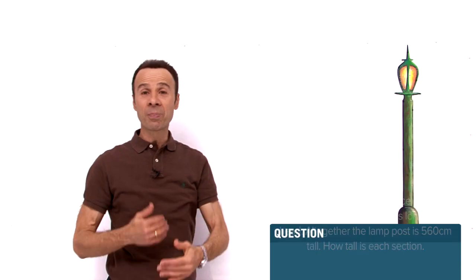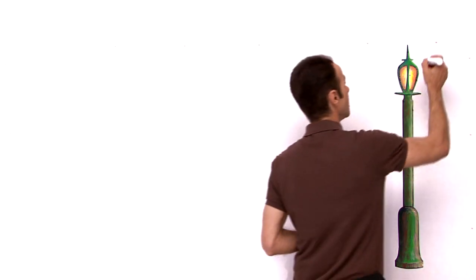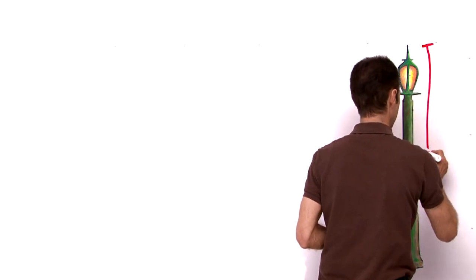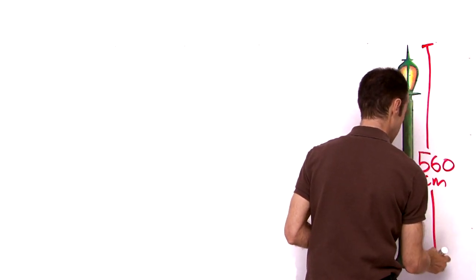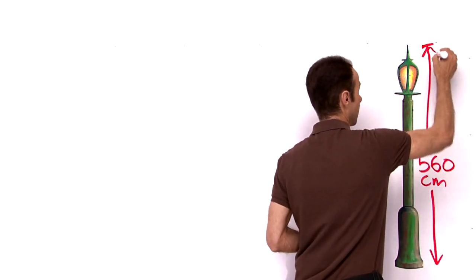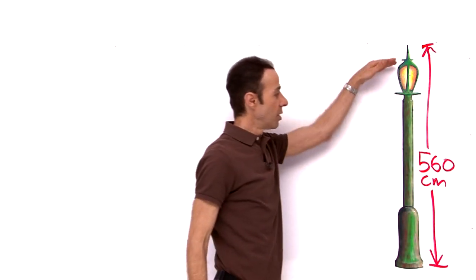So what we're going to do is work backwards from each sentence. The last sentence says how tall is each section, which means we need to find out each one and we need a variable. Next, the second last sentence says, altogether the lamppost is 560 centimeters. So I'm going to go ahead and label that up. From the top to the base, it's 560 centimeters. Okay, that's the whole thing.